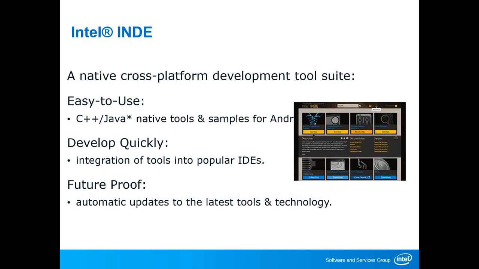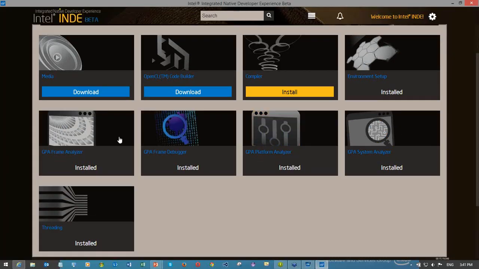So let me open up the Intel INDE screen. You can see that in a single window, I have all the different tools which I spoke about. It has the threading, that is the TBB. It has the GPA, that is the Graphics Performance Analyzer. There are 4 different applications which are part of the GPA suite. It allows you to install all of them individually.